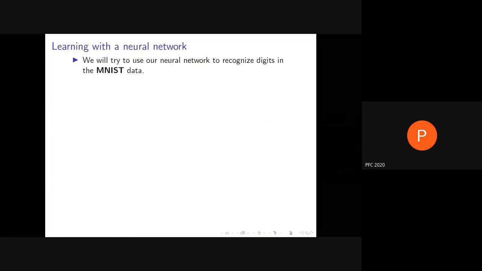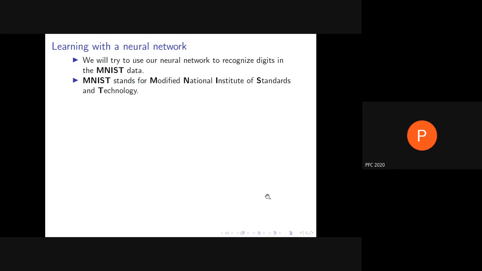So what we will do is we will try to use our neural network to recognize digits in a very standard repository called the MNIST dataset. MNIST stands for Modified National Institute of Standards and Technology. NIST is a US organization. They are the ones who came up with this dataset. The modified part is essentially the standardized. This was standardized to give all pictures to become 28 by 28 grayscale and all that.